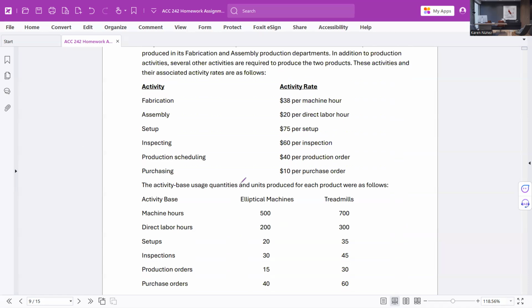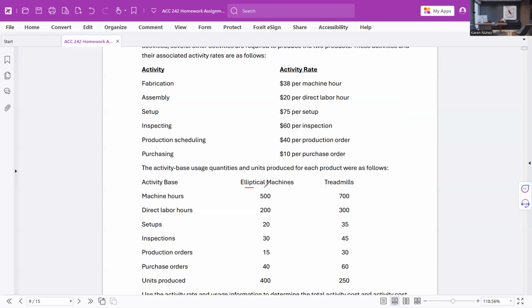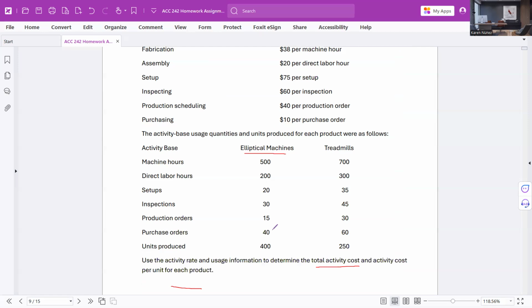The activity. We have, in this case, six activities, so we have to do this six times. We assign the overhead again to elliptical machines. It's the activity times the appropriate rate. We do it six times, add them up, and we get total overhead. Divide by units, and we have the overhead per unit.